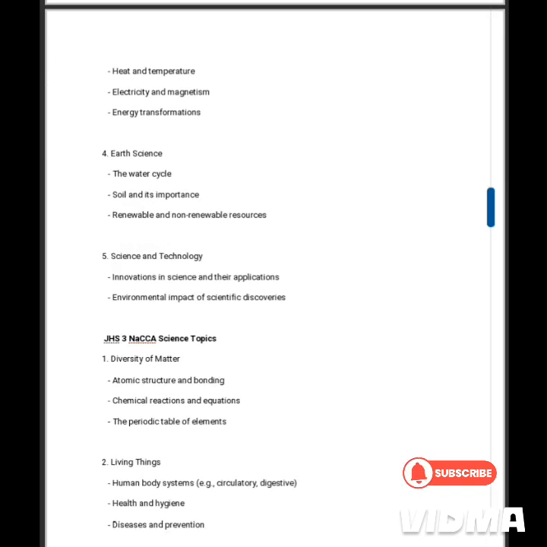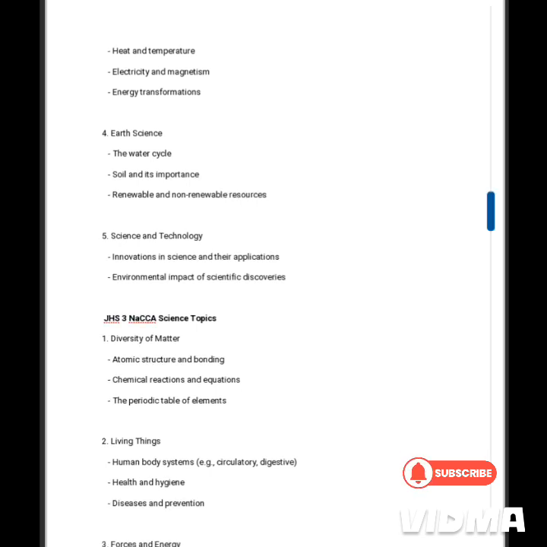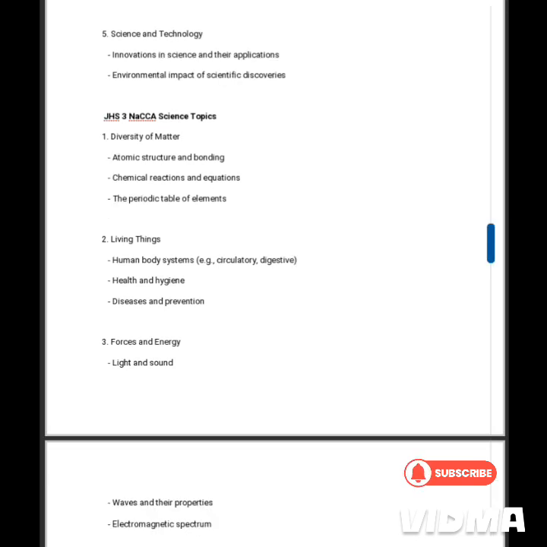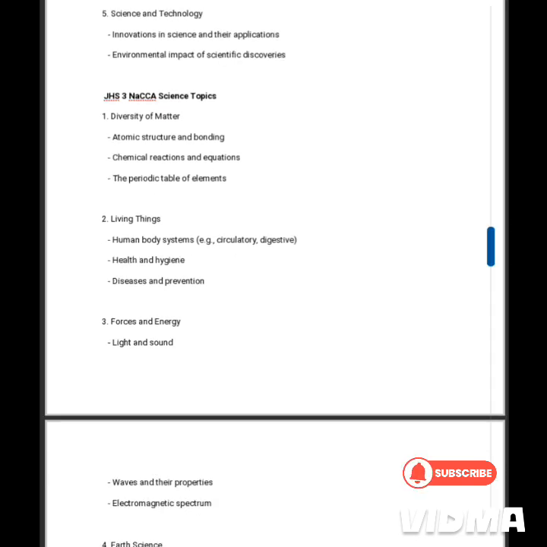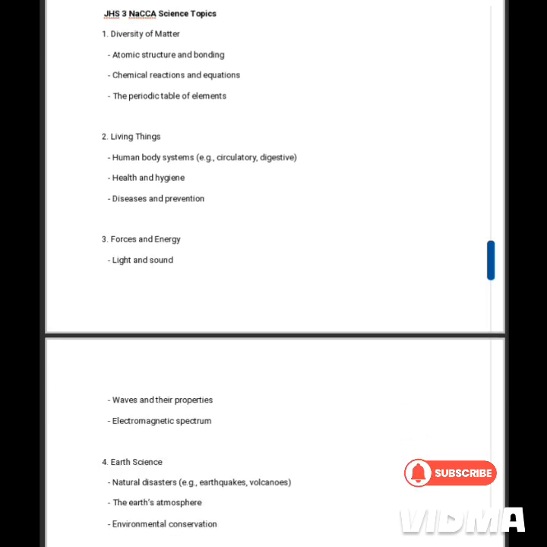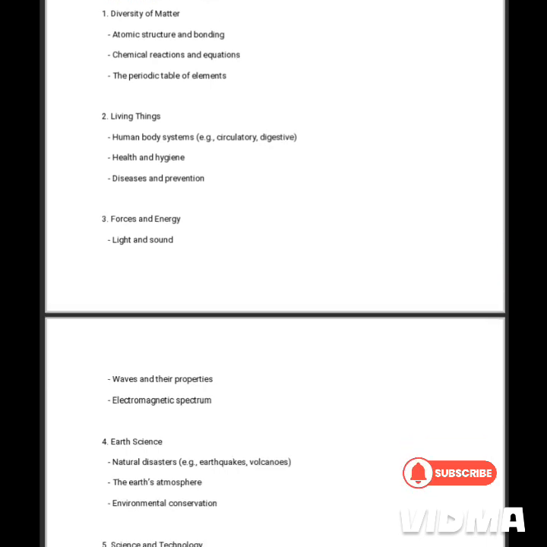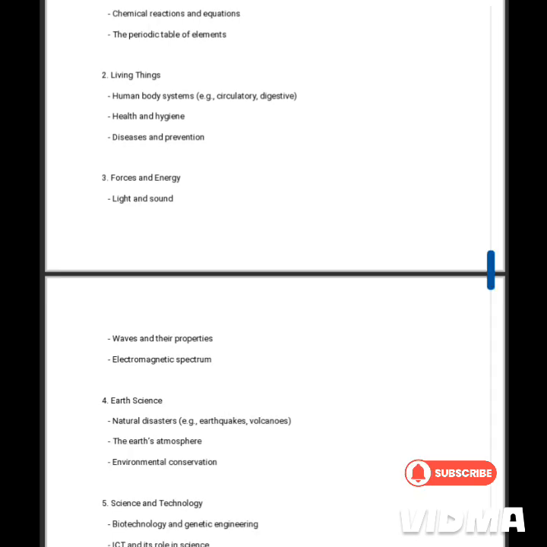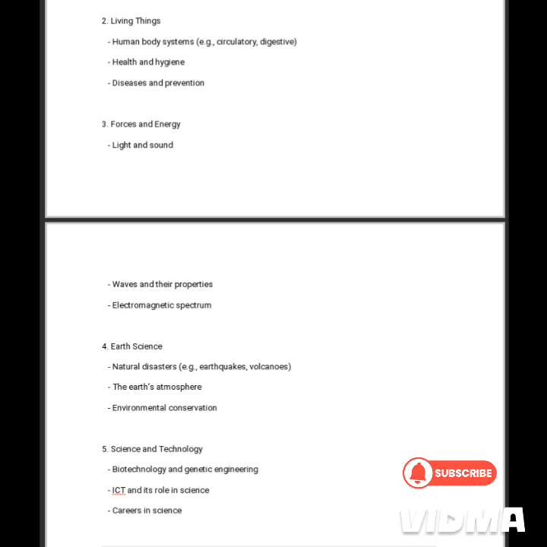3. Forces and energy: light and sound, waves and their properties, electromagnetic spectrum. 4. Earth science: natural disasters, e.g., earthquakes, volcanoes; the Earth's atmosphere; environmental conservation. 5. Science and technology: biotechnology and genetic engineering, ICT and its role in science, careers in science. These topics focus on fostering curiosity, critical thinking, and hands-on learning through practical experiments and real-life applications.